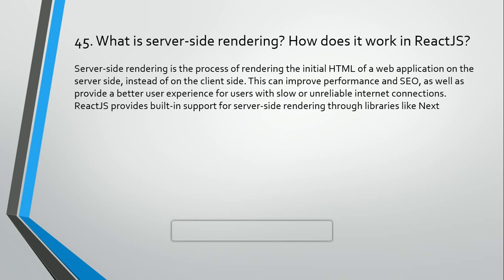So what is server-side rendering and how does it work? I think this question has already been discussed in a previous question, but it's repeated here. So look, server-side rendering is the process of rendering the initial HTML of a web application on the server side instead of on the client side. Like in regular JavaScript, we render our component on the browser, that might be Chrome or another, so that is actually client side. But server-side rendering is the process of rendering the initial HTML of a web application on the server side. This is achieved by using the React framework Next.js to achieve server-side rendering from the React code.